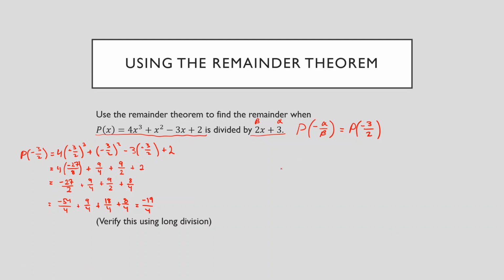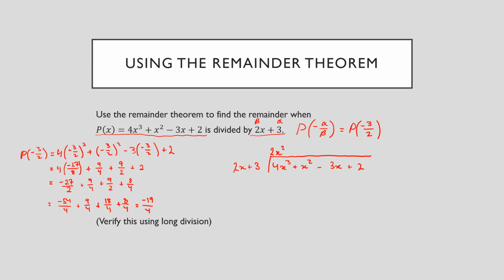So, let's do this as a long division. 4x cubed plus x squared minus 3x plus 2. And we're dividing this by 2x plus 3. So, first step, divide 4x cubed by 2x. You should get 2x squared.